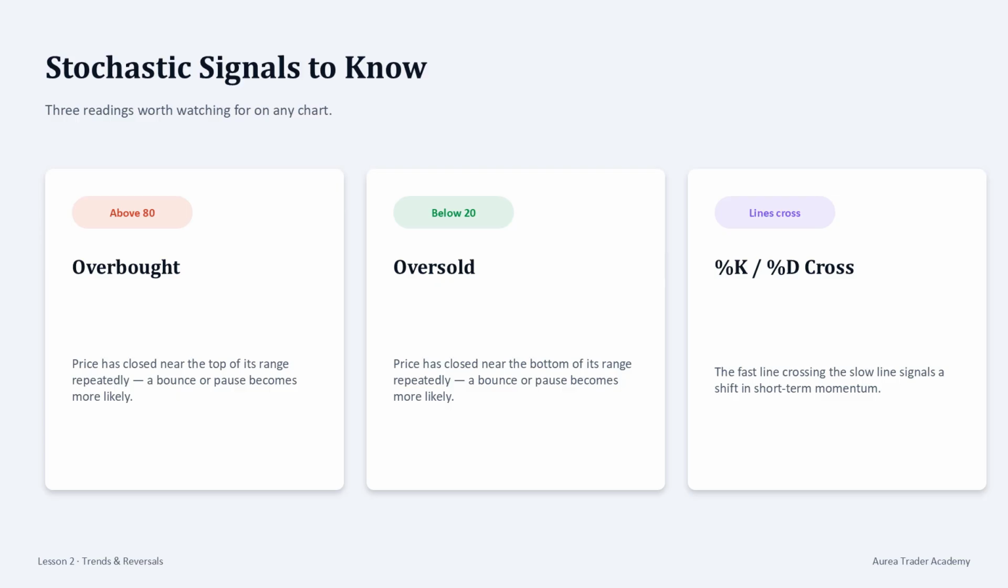Three readings are worth watching for. Overbought above 80 means price has closed near the top of its range repeatedly, so a bounce or pause becomes more likely. Oversold below 20 is the mirror image at the bottom. And a %K/%D cross, where the fast line crosses the slow line, signals a shift in short-term momentum.